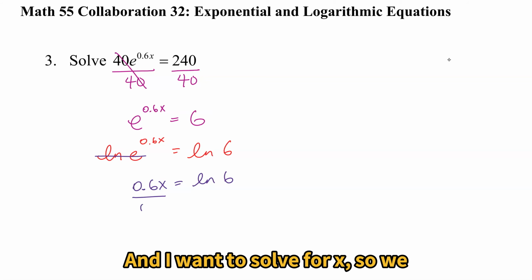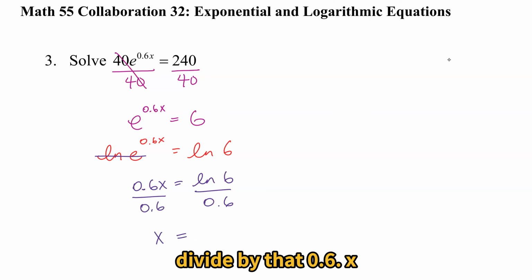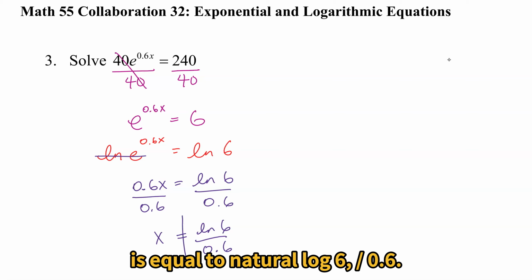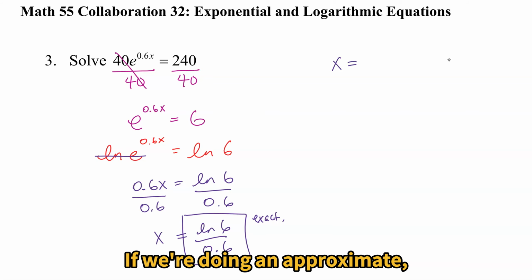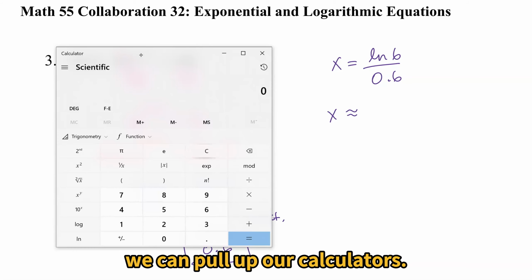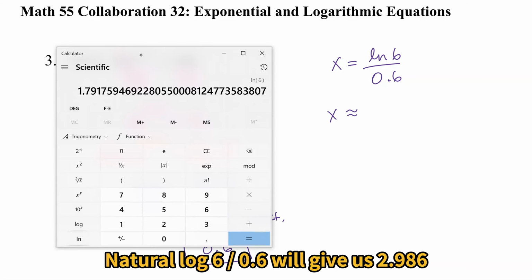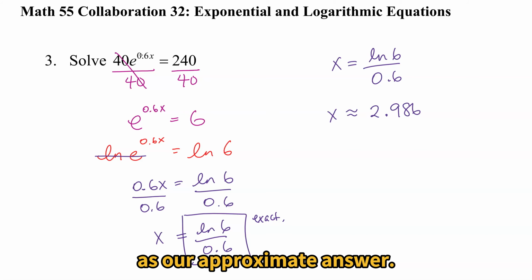And I want to solve for x, so we divide by that 0.6. X is equal to natural log 6 divided by 0.6. That's our exact answer. If we're doing an approximate, we can pull up our calculators. Natural log 6 divided by 0.6 will give us 2.986 as our approximate answer.